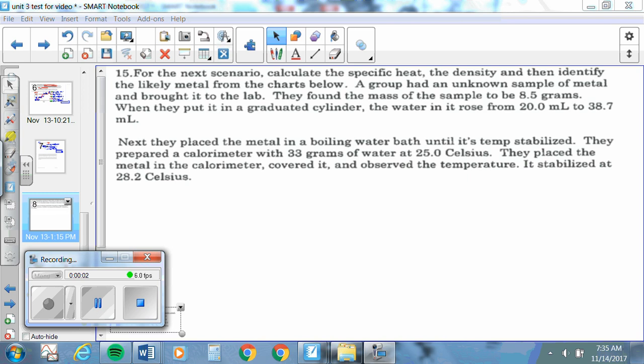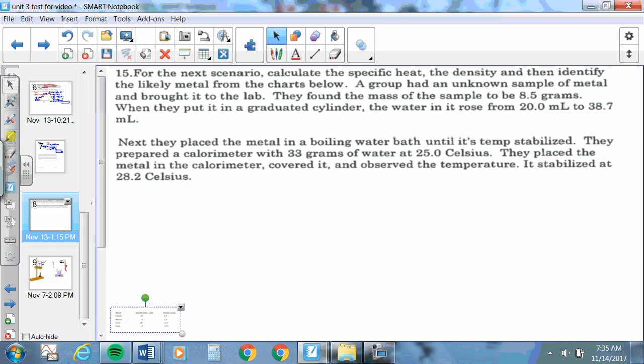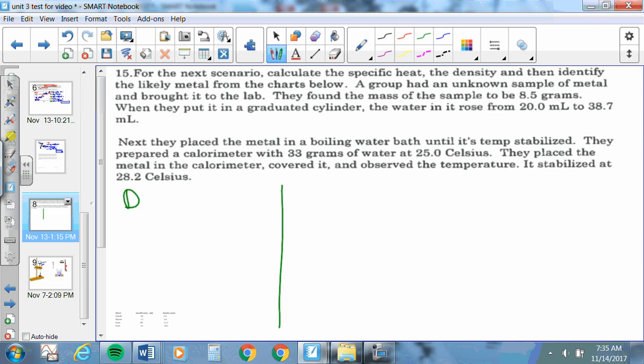Last section, not quite like the quizzes we did, but it's still the same idea. We have to try to figure out the identity of an unknown sample based on two things, its density and its specific heat. So first, power through the density part of it. Density is pretty darn easy. Density equals mass over volume.